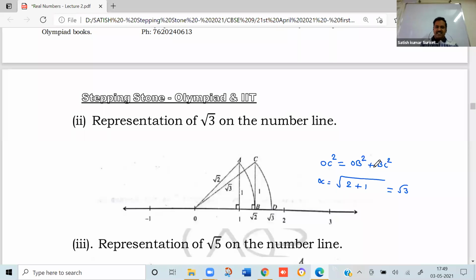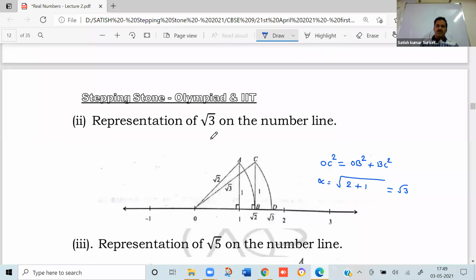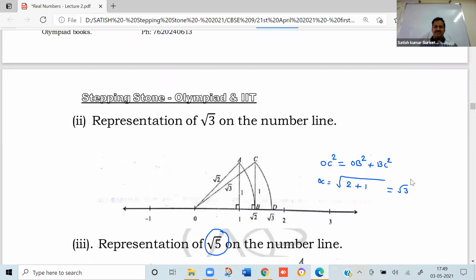Now, instead of constructing continuously root 3 and then root 4 and then root 5, suppose I want to construct root 5 directly, can you tell me how to construct root 5 on the number line? Instead of constructing root 2, root 3, root 4, and then root 5, is it possible to construct root 5 directly? Think and tell me how to construct root 5 on the number line as a point.